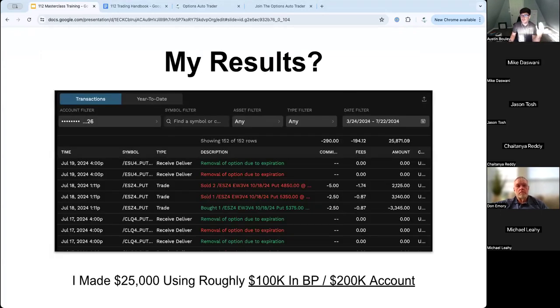Anyways, why should you be listening to me? Well, I only trade 112s, and because of the most recent down day, I just wanted to show you overall what I've made so far in the last 3 months. I've made almost $26,000 trading 112s, even in this down market. So I kind of know what I'm doing here, and I actually put my money where my mouth is.